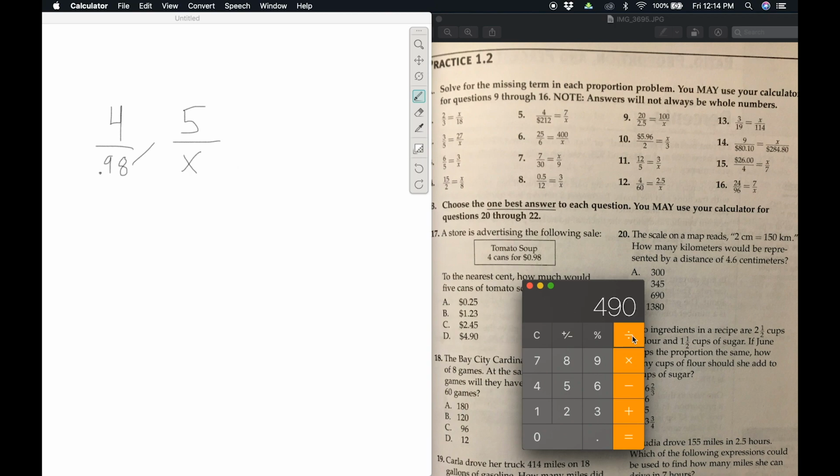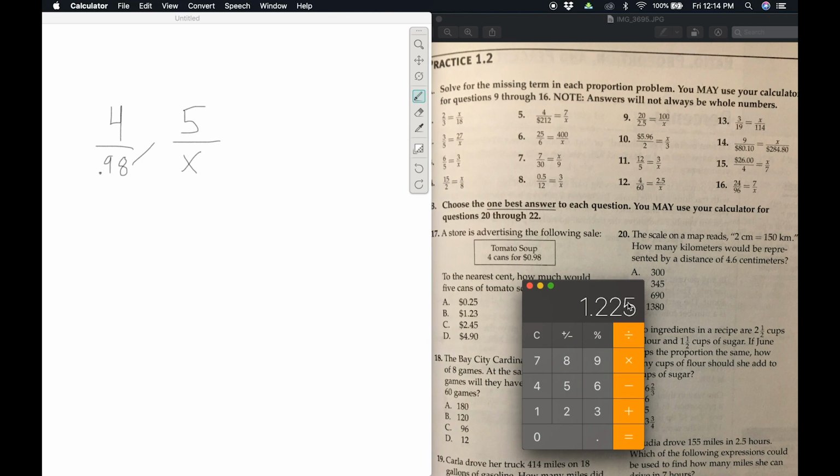Okay, 490 divided by 4 equals 122. Actually, that would be, one second. See, that's $122. We know 5 cans does not cost that. I forgot to put the decimal in front of the 98. So 0.98 times 5 equals 4.9, divided by 4 equals $1.22.